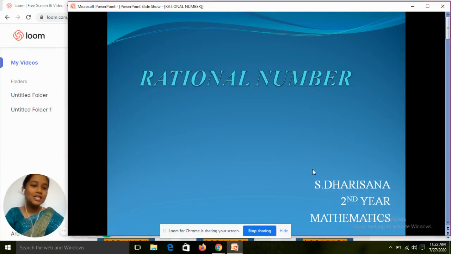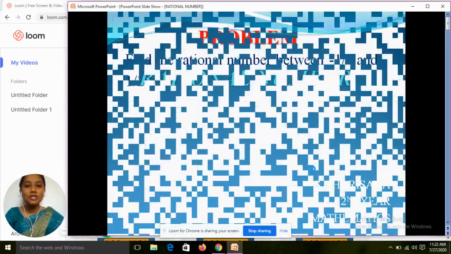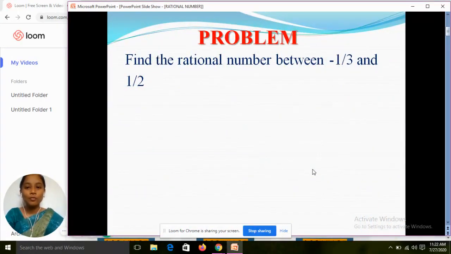Okay, in today's class, we're going to see how to find the rational numbers between any two given rational numbers. First, we can see one type of problem: find the rational number between minus 1 divided by 3 and 1 divided by 2.